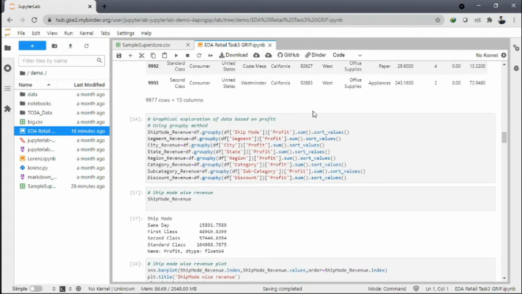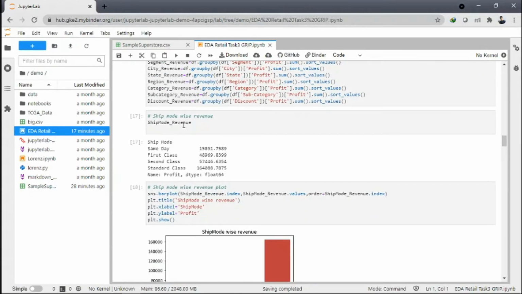Alright, so what we are doing now is actually we have to analyze our business. So we are using the groupby method to aggregate, to associate two columns. So here we are aggregating ship mode profit, segment profit, city profit, and so on with the profit. So basically we are aggregating each column with profit. So we can see that ship mode wise, where is the maximum profit, where is the least profit, and so on.